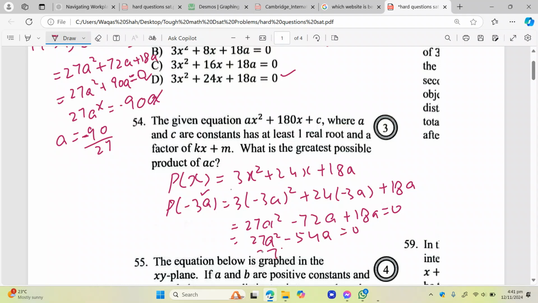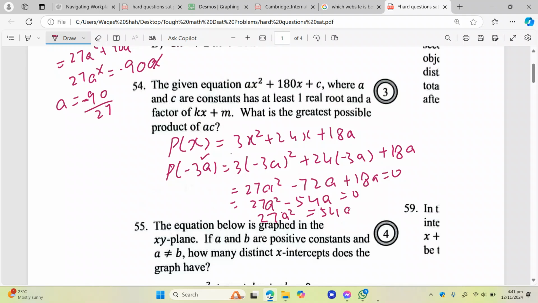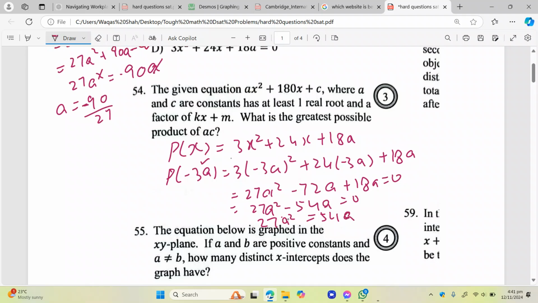So it will be 27a square is equal to 54a, and if you shift, you can cancel out a with a, and now you can see that 27a is equal to 54. If you divide both sides by 27, it will be 2, right? So you can see that a is equal to 2. A is equal to 2 means that it's positive.